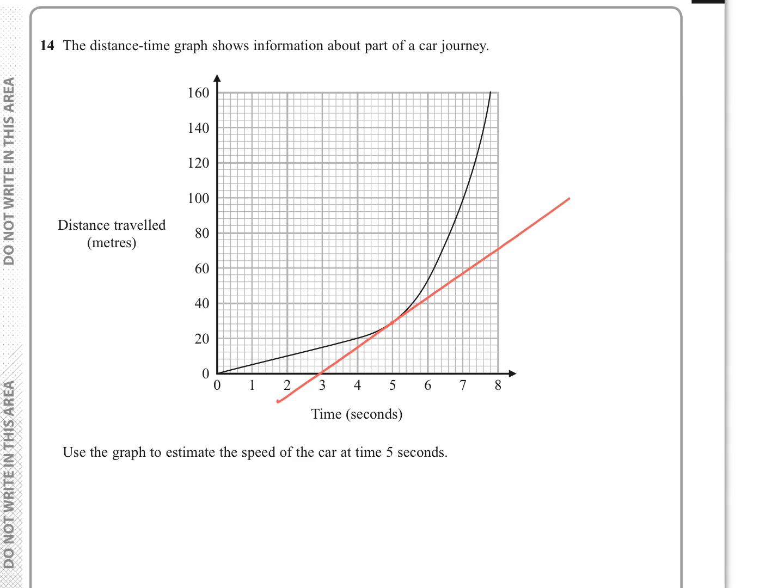Question 14. So we can see a distance time graph here, and we've got to use the graph to estimate the speed of the car at time 5 seconds. So I've looked along at 5 and I've already drawn my tangent in with a ruler as neatly as I can. Of course there's going to be a bit of leeway here, but as long as you get it just touching the curve, then you should be okay. And then to estimate the speed, don't forget speed in terms of units is distance per time. So it's distance over time, and I can do this by finding the gradient of that line.